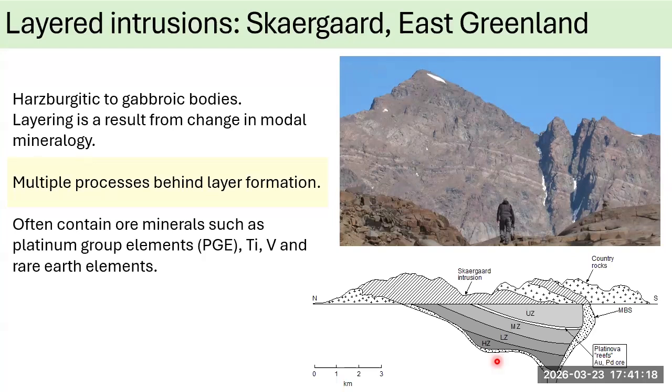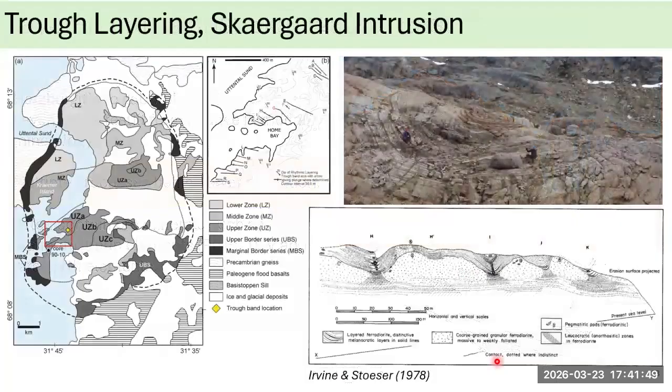Why is this all important? Well, it is important because layered intrusions host ore minerals, such as platinum group elements, titanium, vanadium, and sometimes even rare earth elements. So it's not only to trigger our imagination to understand how these magmatic bodies cool and form, but we also know if we understand how they form, we might improve our understanding of how we have concentration of these metals within these layers.